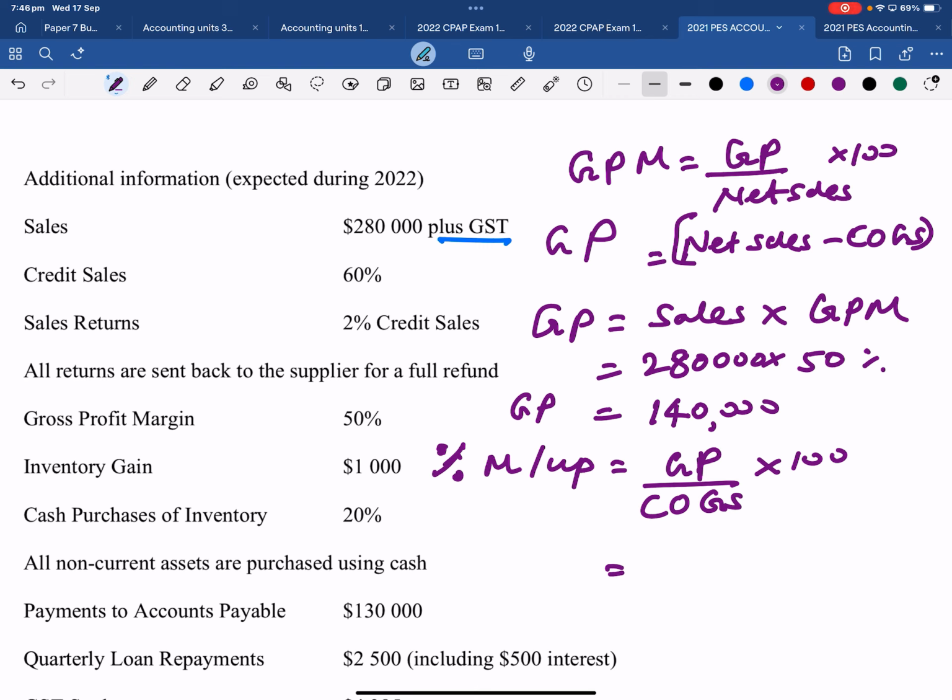Yep. So if we know the cost of profit, we know net sales, how much? Let's say sales is how much? 280k. Cost of goods sold, we don't know, that's what we are finding, but we know the GP is 140. So minus that one, how much is that? 140,000. So that means how much is the markup? 100%. Very good. Markup is going to be 100%.